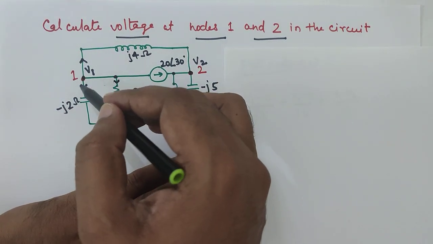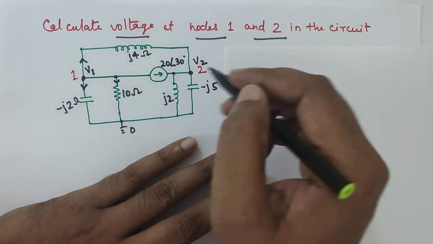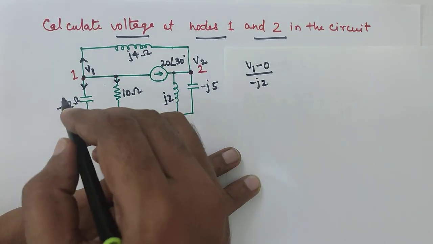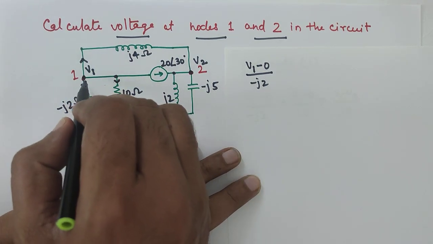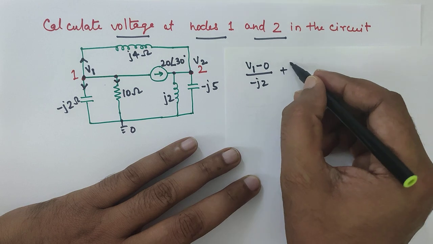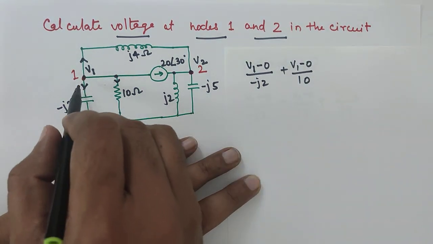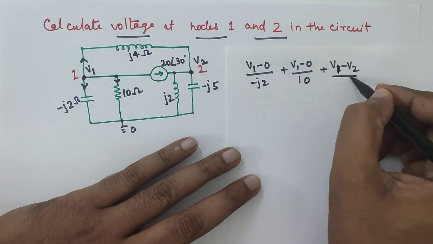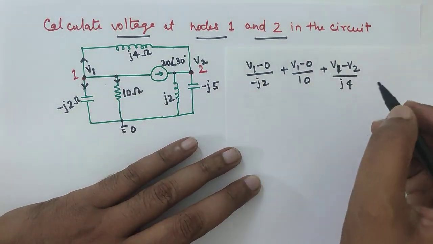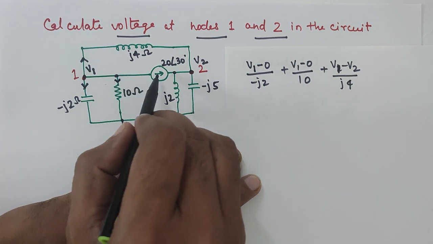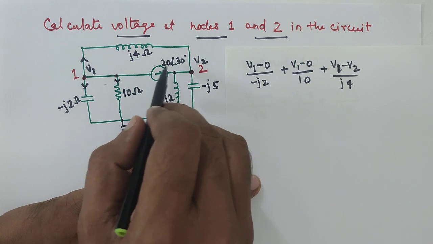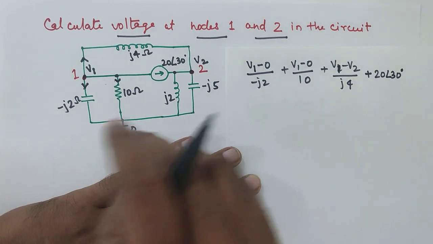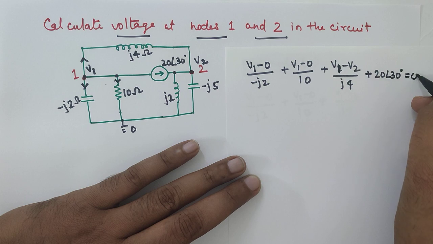So we can write expression for current which is outgoing, that is V1 minus 0 divided by minus J2 will be the current which is outgoing in minus J2. Then another current through 10 ohm resistor will be V1 minus 0 by 10, and then V1 minus V2 by J4 will be outgoing through J4 ohm resistor, and there is one more outgoing current, so that is equal to 20 angle 30. So you can write plus 20 angle 30 degree, and all outgoing current, if we add them together, should be equal to 0.